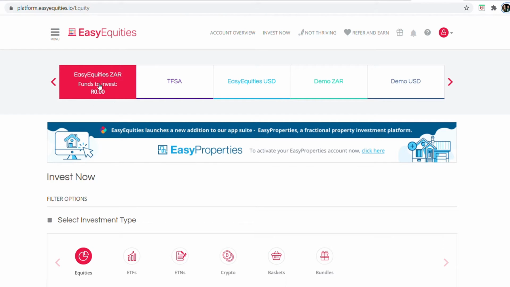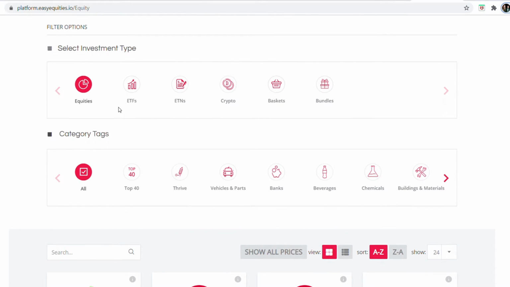But once you've deposited your money, you will see that it will reflect here within 1 to 3 days. So once your funds are reflecting over there, we're going to scroll down here. Very quickly guys, they categorize the platform into the following.